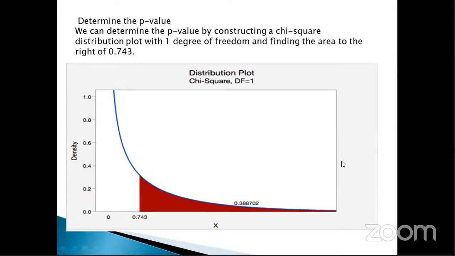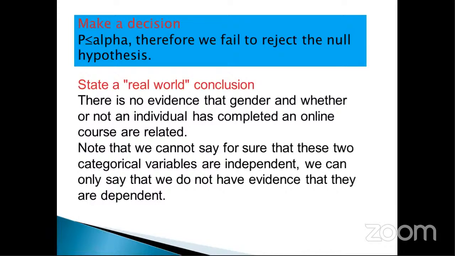So here, you can now see the probability value using the chi-square table. And the probability value is actually illustrated. I got the illustration here so that you can see the area in the chi-square distribution. So we have the probability value at 0.743 is 0.388. Now, what do you need to do?